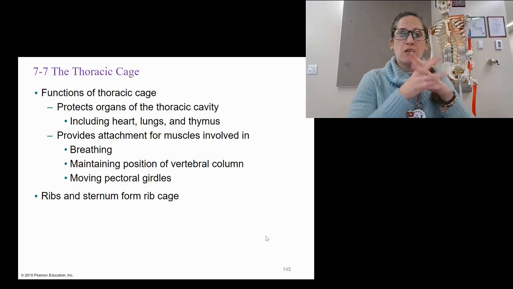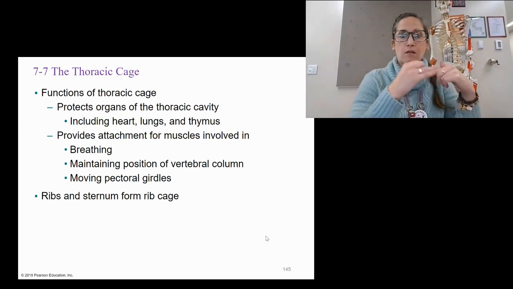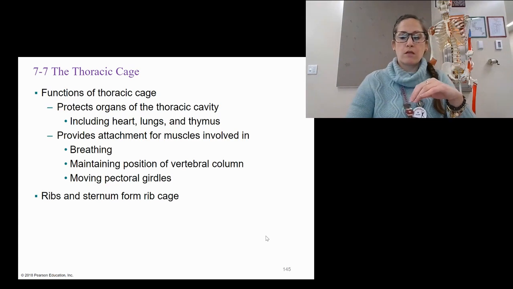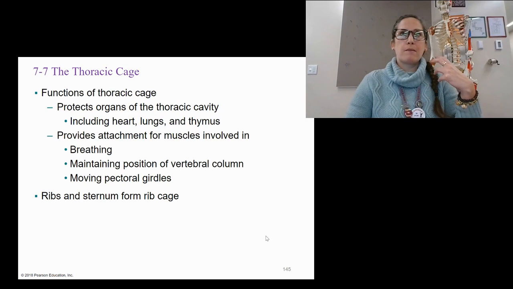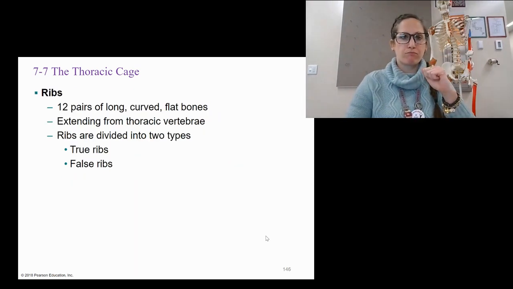So as mentioned before, our thoracic cage protects our internal organs, our heart and our lungs especially, within our thoracic cage. It also connects and provides attachment points for our muscles so that we are able to breathe. So super important for the respiratory system, but also for creating parts of our chest muscle attachments as well as neck and pectoral girdle, so our shoulder as well.